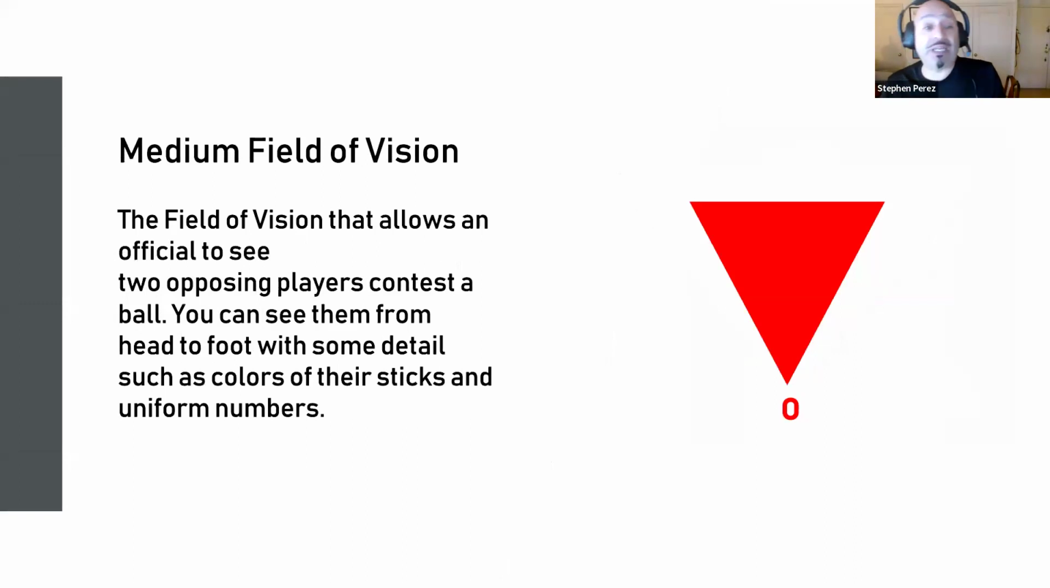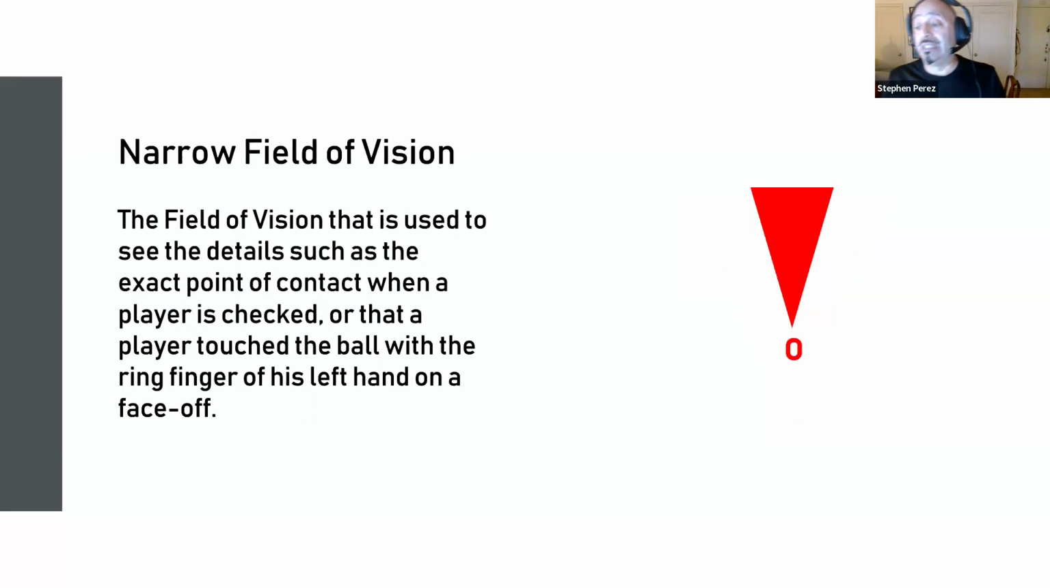Another field of vision is a medium field of vision. Here we have, I term it as medium. I can see head to toe, two opposing players contesting a ball. You can see some details, such as the color of their sticks or their uniform numbers. And when we have a really narrow field of vision, we see details such as the exact point of contact when a player is checked, or that a player touched the ball with the ring finger of his left hand on a faceoff. And so that is a super narrow field.